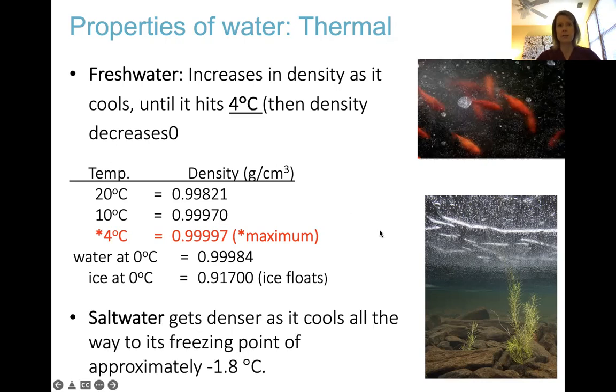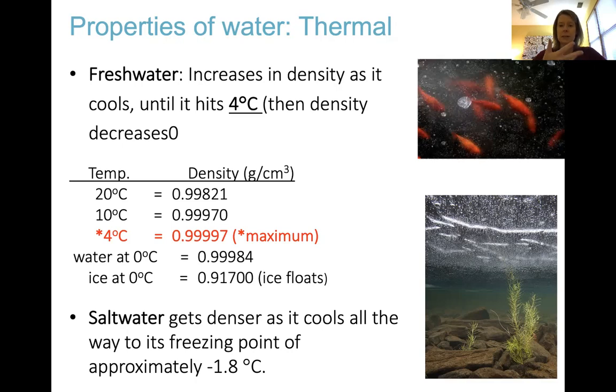Salt water is a little bit different. It gets denser. It doesn't have this kind of flip at 4 degrees Celsius. It just keeps getting denser and denser until it cools almost to its freezing point. Salt water freezes at a lower temperature than fresh water. It freezes at negative 1.8 degrees Celsius. That salt in there keeps it from freezing at 0. So it just keeps getting denser until it freezes.